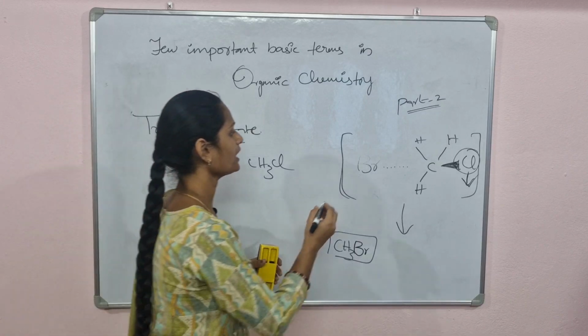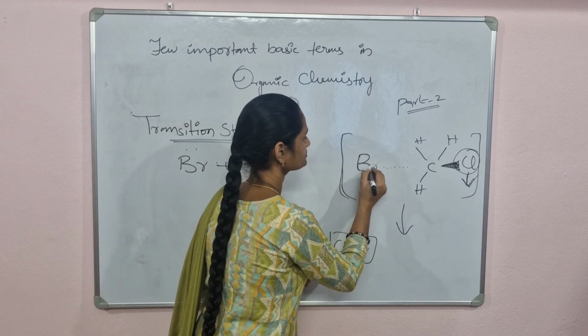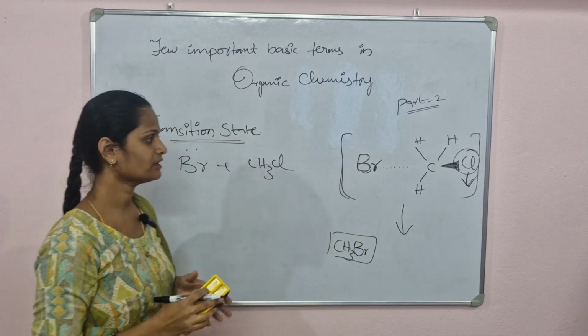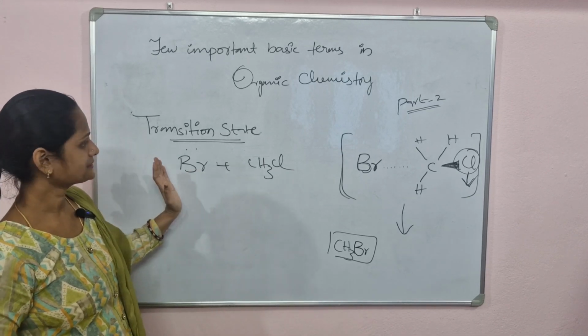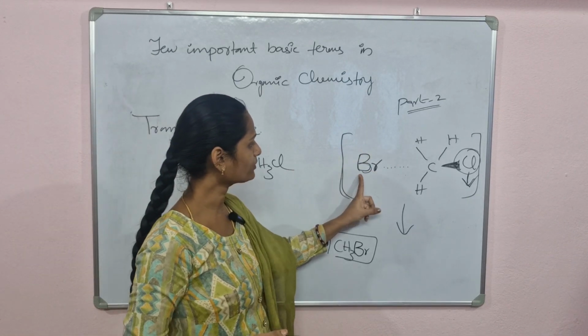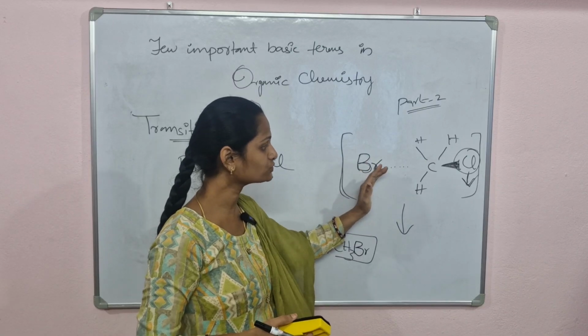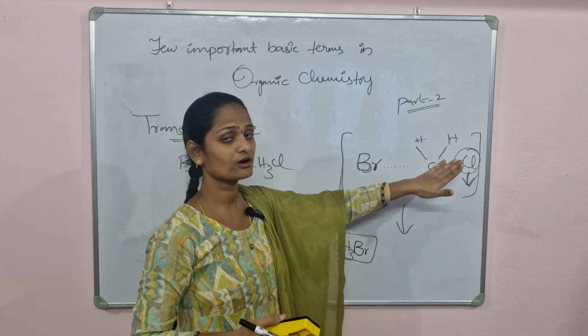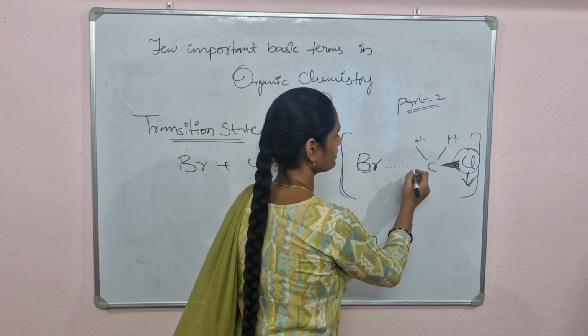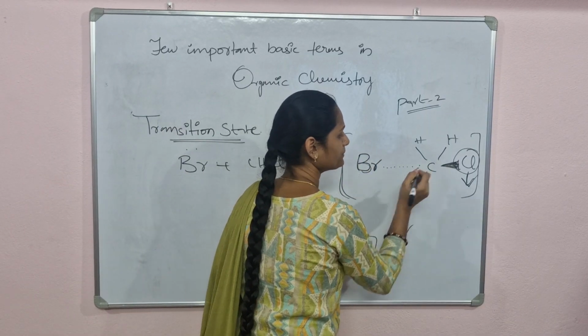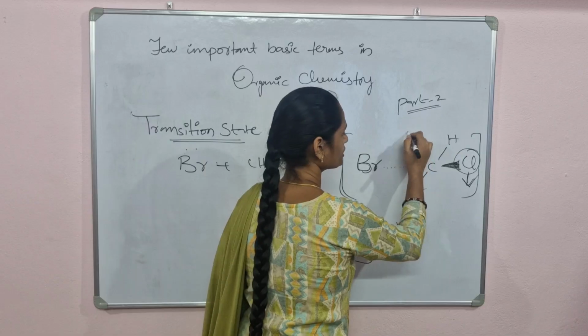Transition state. It is a highly reactive energy structure in a chemical reaction. Here we can see bromine is trying to get attracted to the molecule. In this state, it hasn't bonded, it hasn't formed any bond with this molecule.